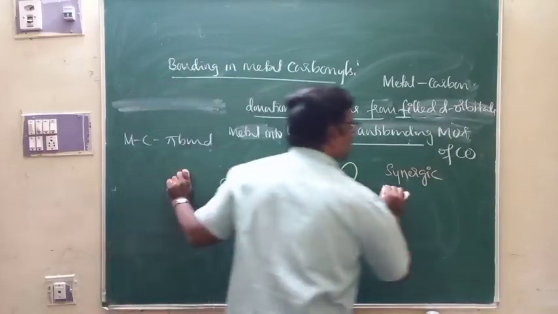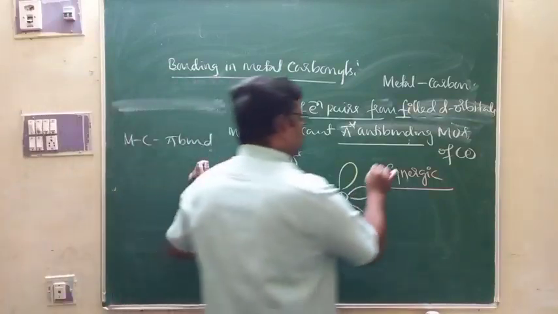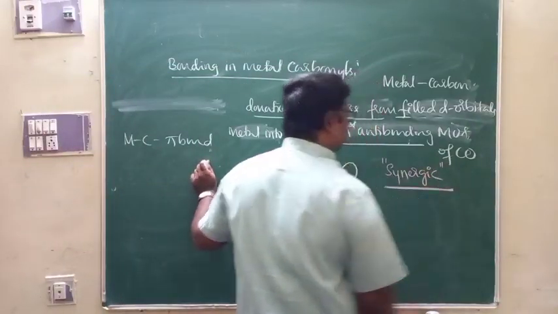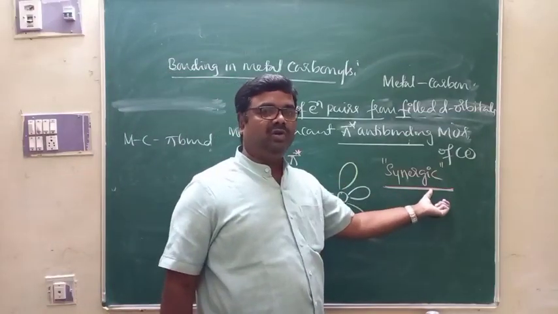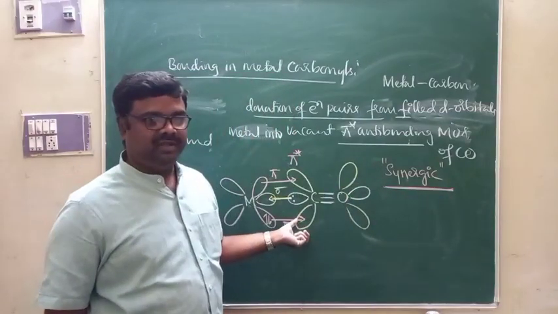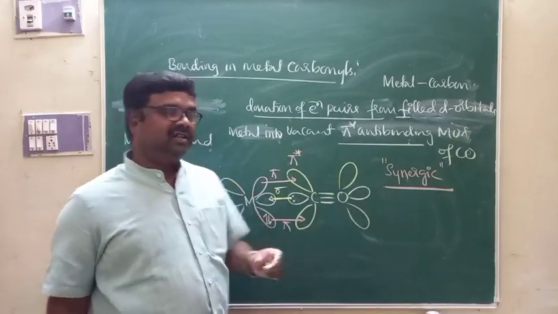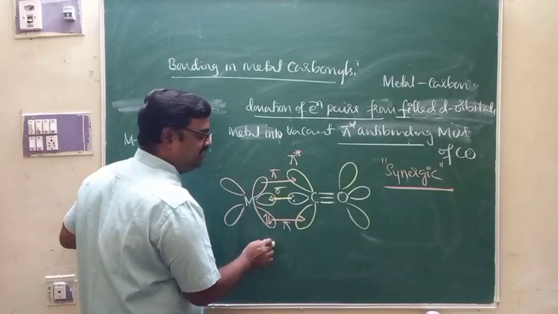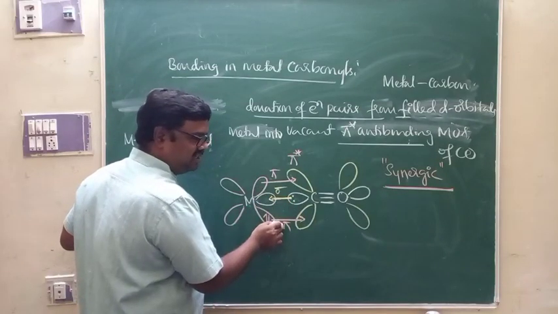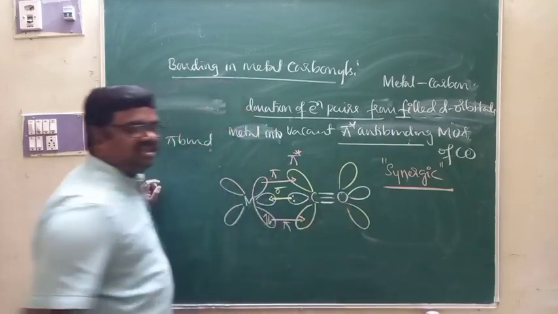That's why it is called the synergic effect. As for the meaning of synergic, what does synergic mean? Working together towards the same goal. The goal here is stability. Both the bonds are working towards the same goal, to attain stability. The effect of formation of sigma bond strengthens the pi bond, and in the same manner the effect of formation of pi bond strengthens sigma bond.